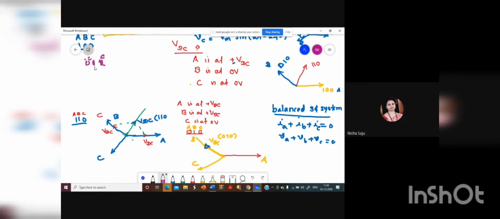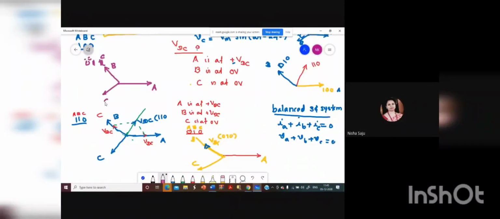So our diagram will be, this is A representation, this is your B representation, and this is your C representation. We can see A is at 0, doesn't matter, but B and C are at plus VDC level. So if B and C are at plus VDC level, you will be getting 2 VDC. You have to take the resultant corresponding to these two. Definitely this will be passing through the origin like this.